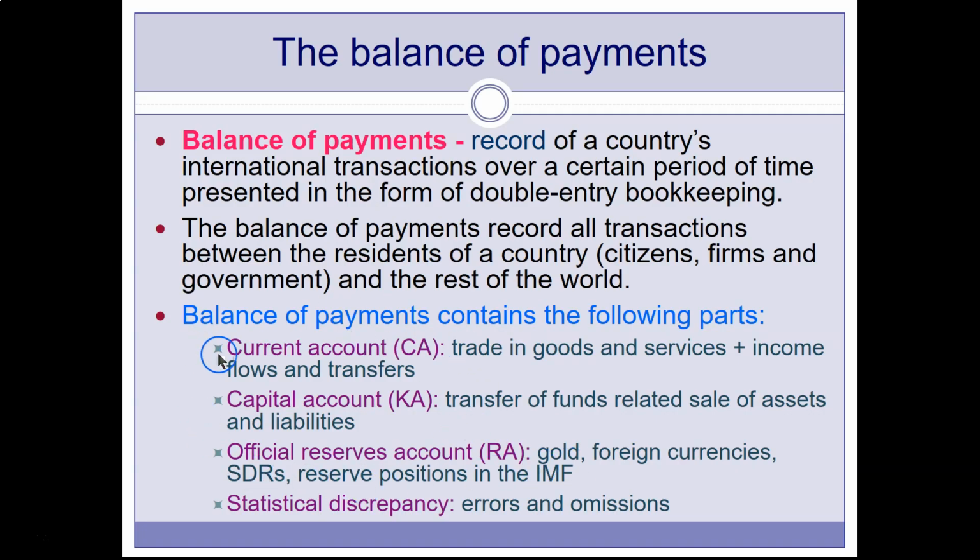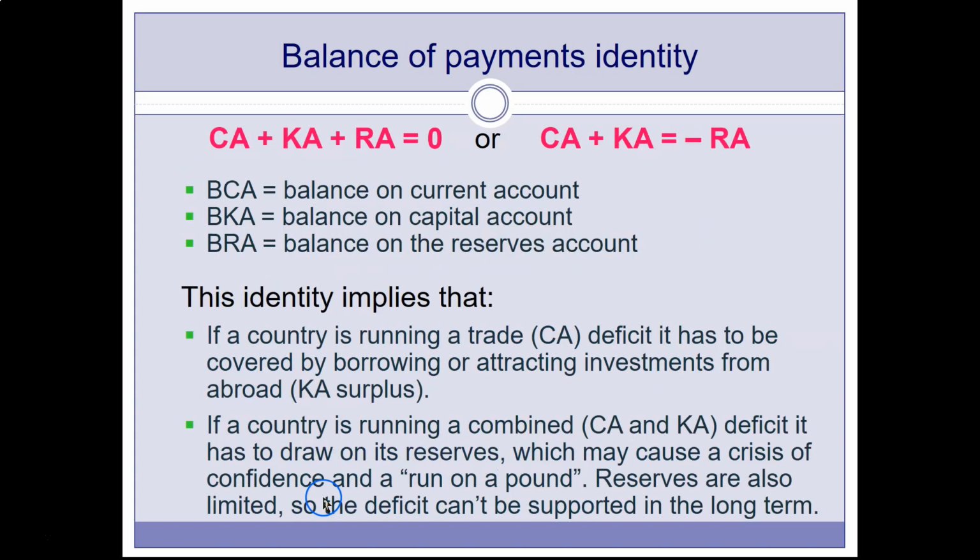In order to record all these transactions, we'll need to find data from a variety of sources. They will come from different sources and at different periods of time. There might be some discrepancies, so the balance will not necessarily balance. To avoid this, there is a little section called statistical discrepancy, which will include all errors and omissions. This is to ensure that the actual sum of components of balance of payments will add up to zero.